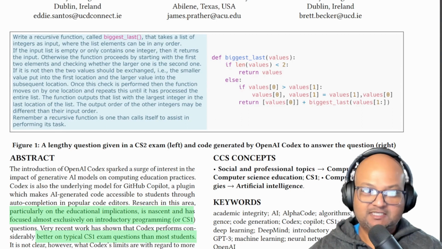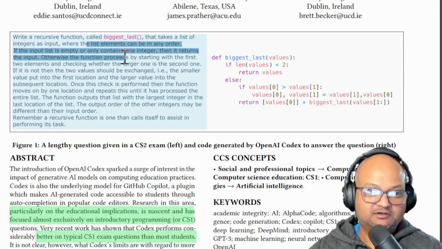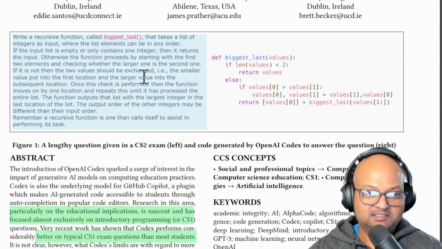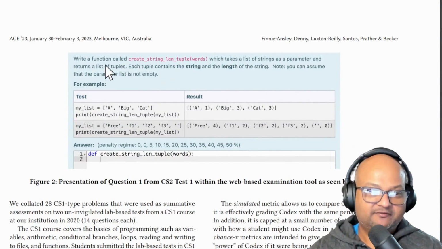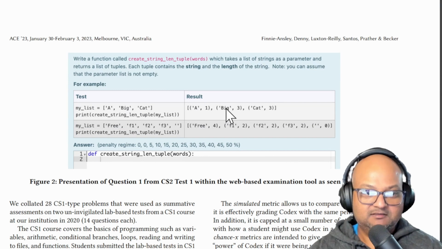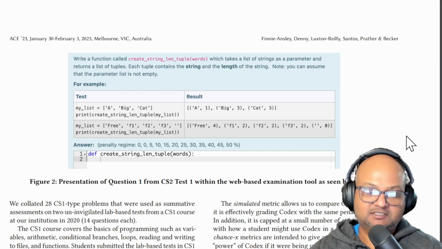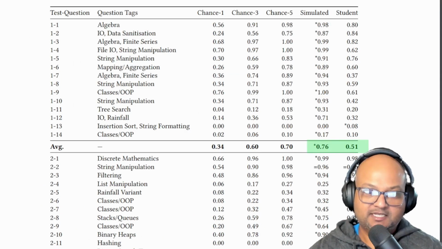They have a couple of examples of the kinds of questions that appear in CS2. This one over here asks to write a recursive function that takes a list of integers and returns the same list but with the largest integer in the last position. And then we have another example here which takes a list of strings and asks to return a list of tuples with each tuple being the string and its length. But those are some of the simpler questions. There are more challenging questions in the question set. So let's get right to the results.